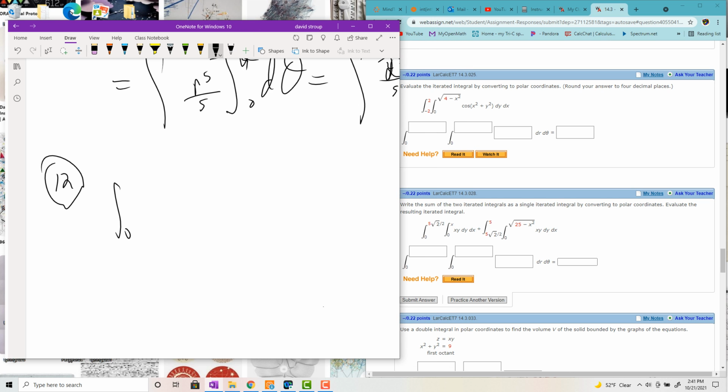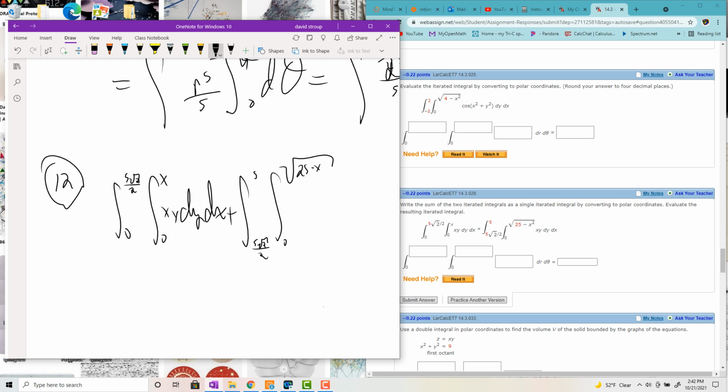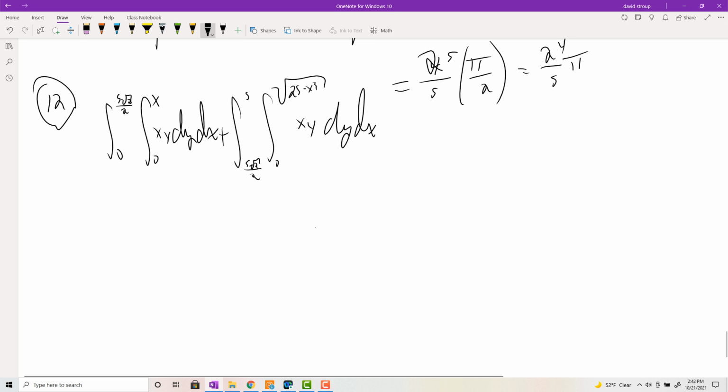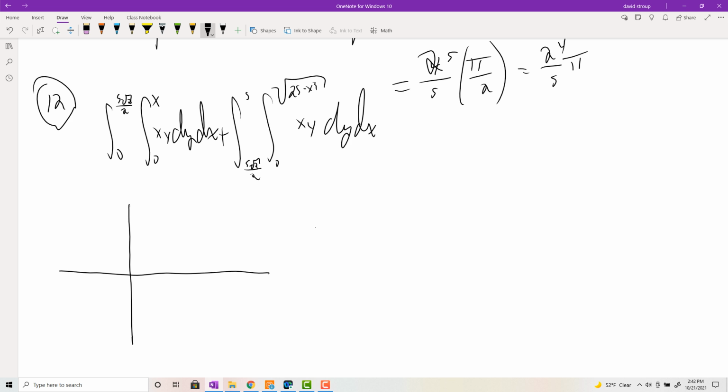Okay, so I got the integral from 0 to 5 root 2 over 2, 0 to x, xy dy dx, plus the integral from 5 root 2 over 2 to 5, 0 to square root of 25 minus x squared, xy dy dx. Okay, so get the region as usual. The first region, you're going from y equals 0 to y equals x. Okay, so y equals 0 is the x-axis, and then y equals x is this curve.